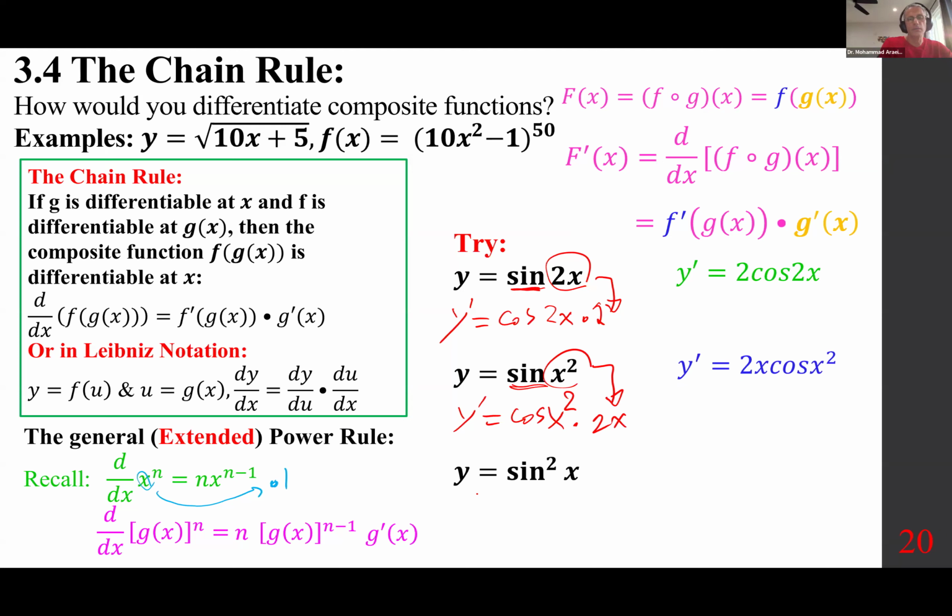This one is sine to the second power. So we use the extended power rule. 2 sine x to the power of 2 minus 1 over 1. And the derivative of that is cosine, or 2 sine x cosine x. Let's look at some examples.